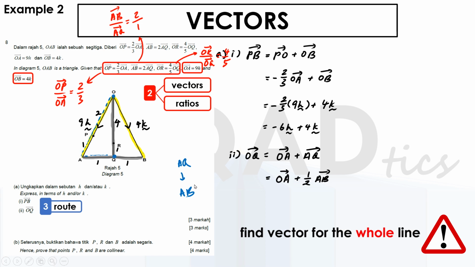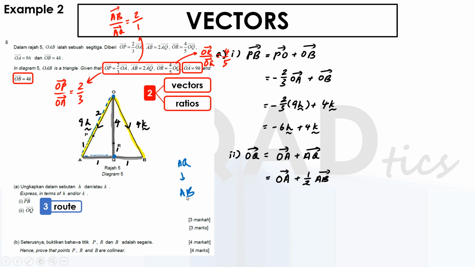Why I switch to AB is because it will be easier to find the vectors which involves the whole line compared to part of the line, which is AQ. Okay, that's why I switch from AQ to AB. So now let's try to find the vector of AB. So my starting point is A, my ending point is B.